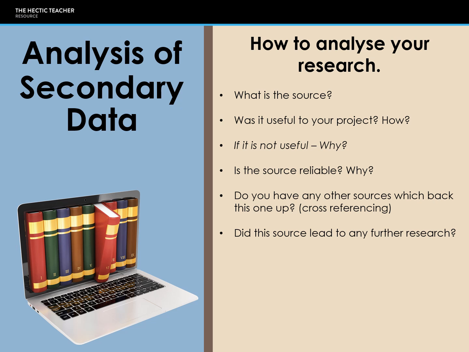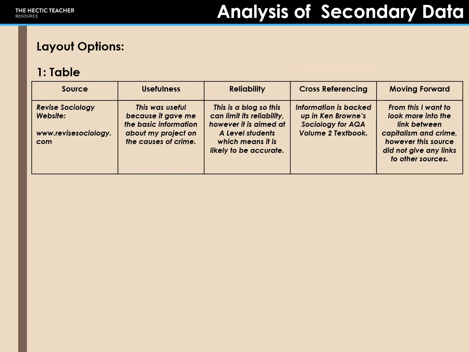But as I said, this is a separate document, so we need to look at ways of showing this to the examiner. Now, the first one is a table. Again, this is the most popular format to use. It's not the only one, but it's the most popular. It identifies a source, you talk about its usefulness, its reliability, any cross-referencing, and moving forward, how you are going to use this research in your project. This is very clear, it's easy for your marker and examiner to follow, and it's straightforward. It makes sure that you've got everything there.